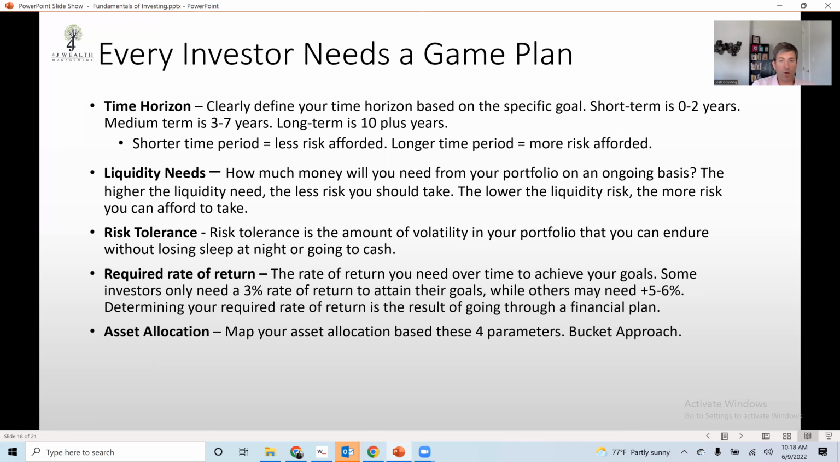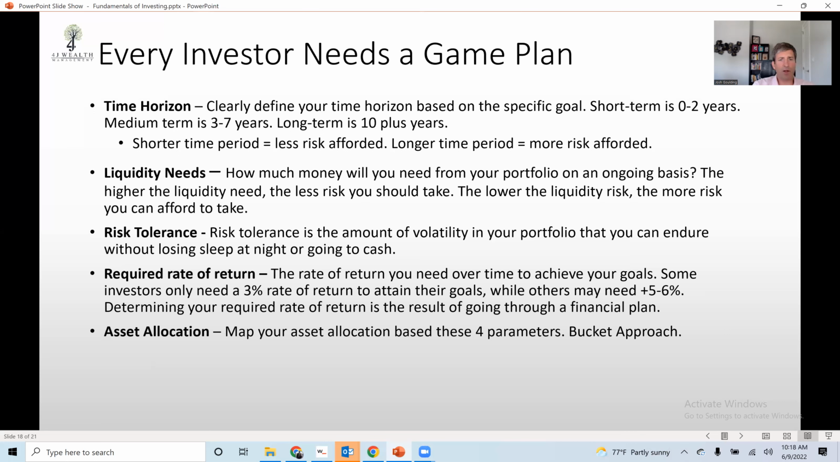Required rate of return, right? What rate of return do you actually need to achieve your goals? A lot of people don't know. If you look at their plan and their cash and what they're going to need from the portfolio, they may only need a 3% rate of return to reach their goals. Some may need a 5 to 6% rate of return or more, right? But knowing your rate of return is the result of going through a plan and actually putting pen to paper and looking at the numbers.